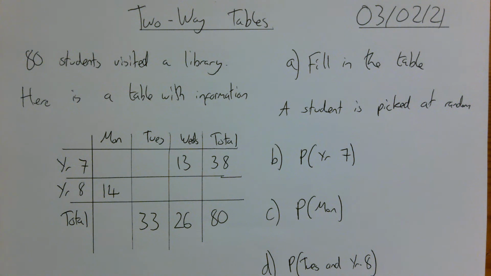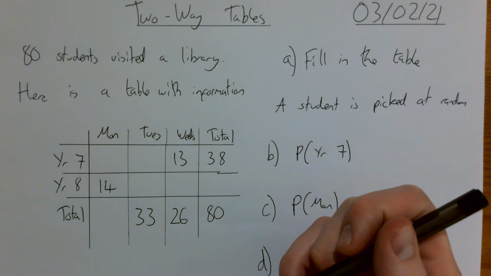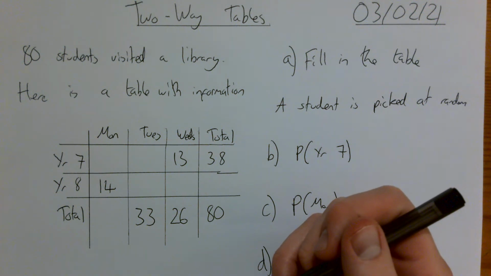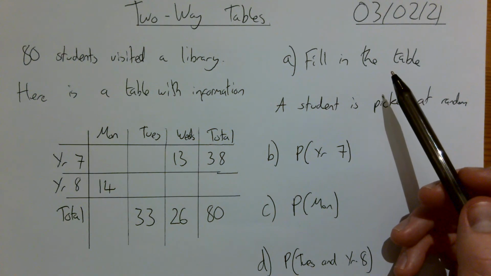We're going to do a bit more work on probability this week, and today we're going to look at two-way tables. I'm going to go through one example and then that's going to give you plenty of time to practice some. So here's a two-way table about some students that visited a library, and you can see that in my two-way table I've got 6 of the boxes or cells filled in, and there are 6 that are blank. And the first thing we've been asked to do is to fill in the table.